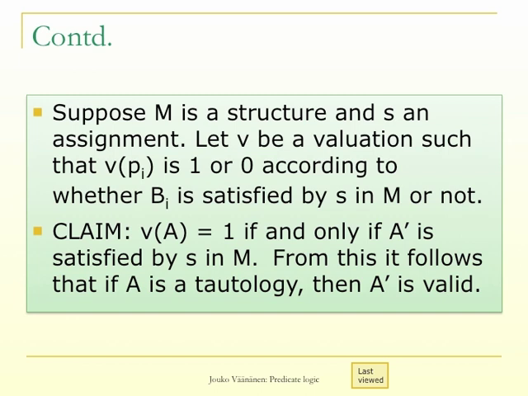Suppose M is a structure and S an assignment. Let V be a valuation such that V(Pi) is 1 or 0 according to whether Bi is satisfied by S in M or not. Now we can formulate the given task in an exact way. The claim is V(A) equals 1 if and only if A prime is satisfied by S in M. Note that when the claim has been proved, it follows that if A is a tautology, then A prime is valid.